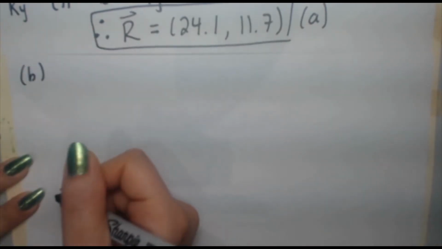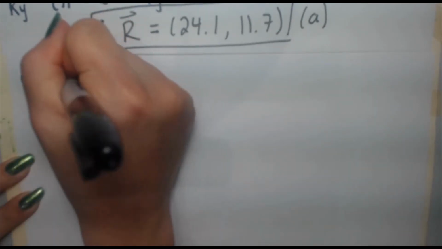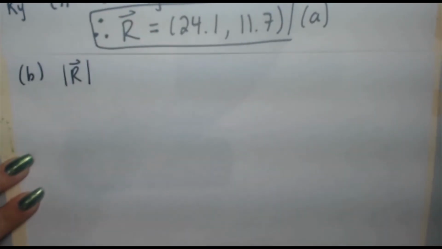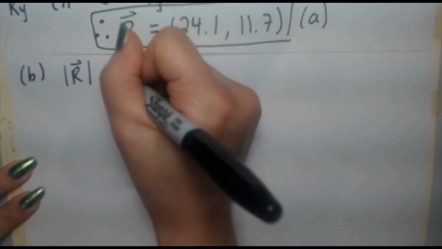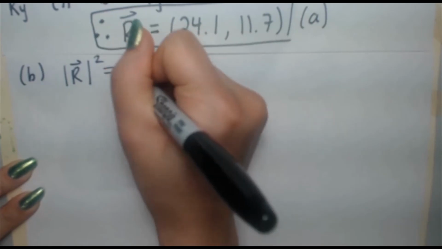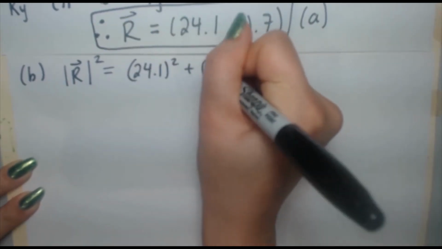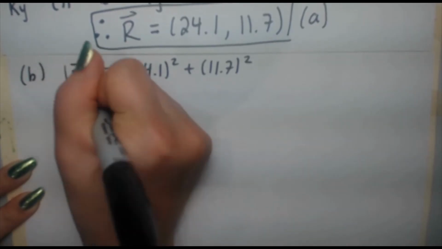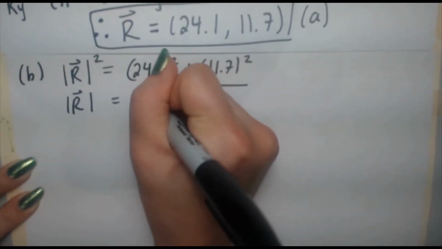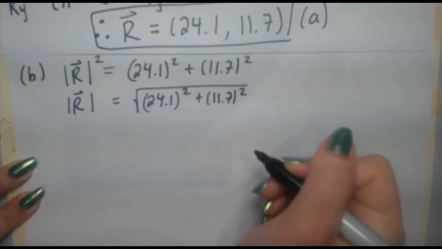let's find the magnitude. Right? So what we need to do in order to find the magnitude from the vector is just this. You put absolute value symbols around your vector, and it's Pythagorean theorem again. So it's r squared equals 24.1 squared plus 11.7 squared. And of course you can go ahead and forego that step. You can just say, you know what, r is equal to the square root of 24.1 squared plus 11.7 squared.